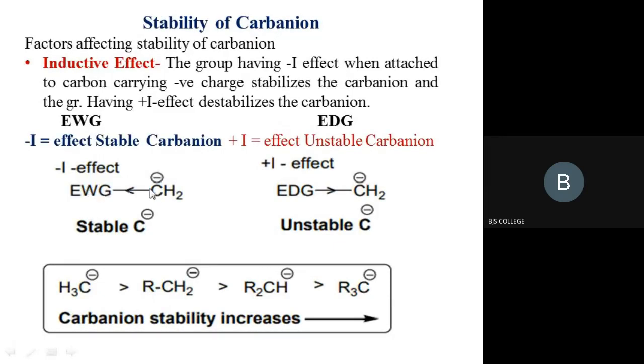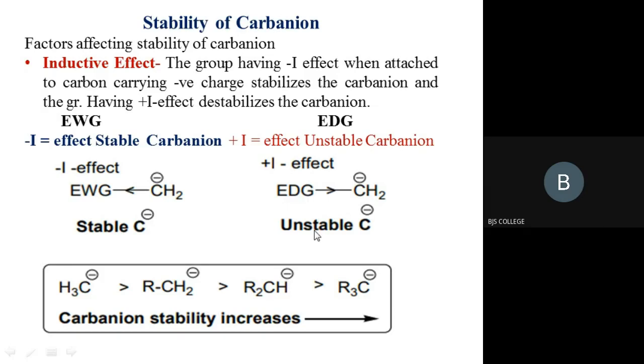If you have an electron withdrawing group, that is a minus I effect, then the charge on this carbanion is delocalized. That means it is taken by some other group, and if it is delocalized, then we say that the carbanion is stable. Exactly the opposite will happen if you have an electron donating group. Your carbanion is already electron rich, it has a negative charge, and the electron donating group tries to give electrons to this CH2 minus. That means there will be electronic repulsion, and that will make this carbanion highly unstable.